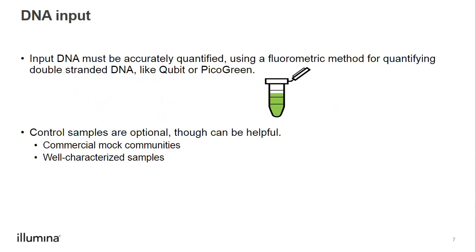DNA samples must be accurately quantified. We recommend using a fluorometric quantification method specific to double-stranded DNA, like Qubit or PicoGreen. You may also want to consider including a control sample, especially when starting out with a new sample type, a new library preparation workflow, or a new analysis pipeline. Metagenomic control samples include commercial mock community samples, or they can be well-characterized samples from your lab or from sample banks.